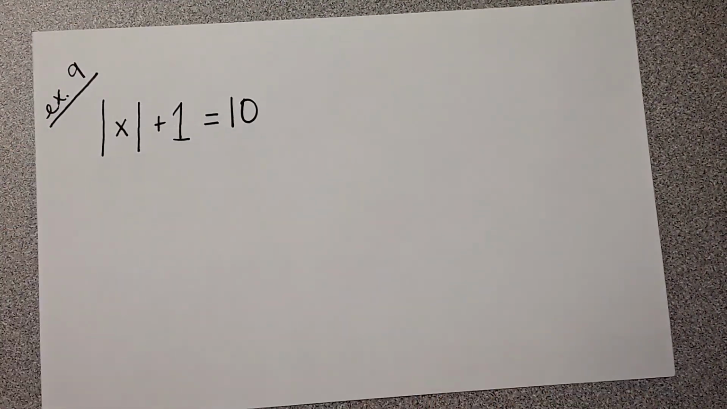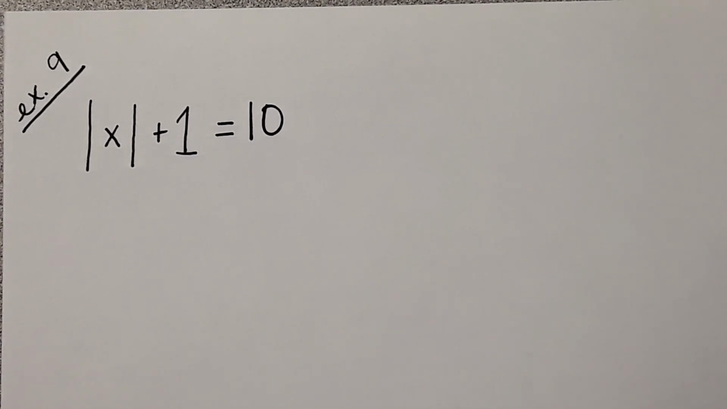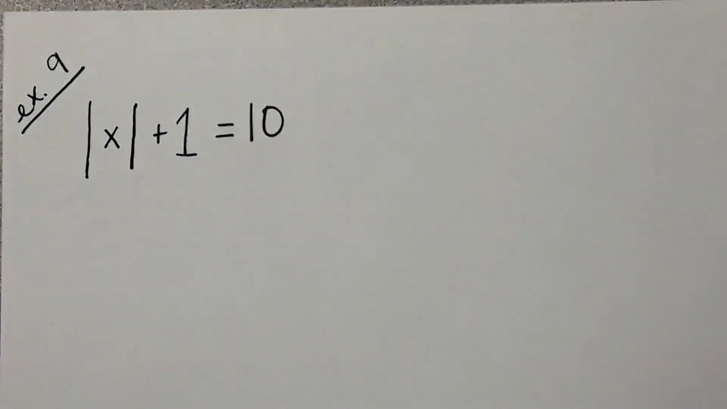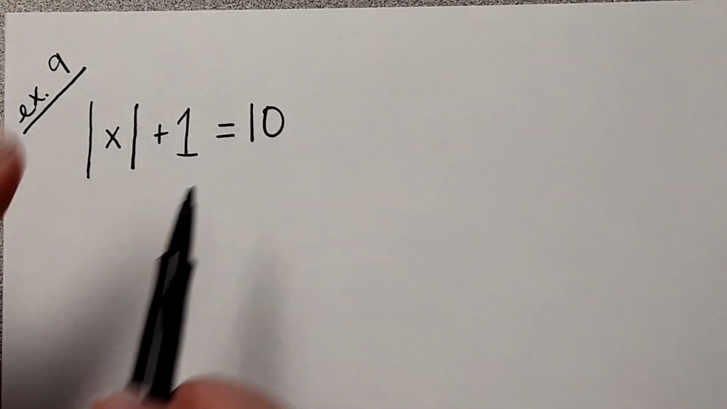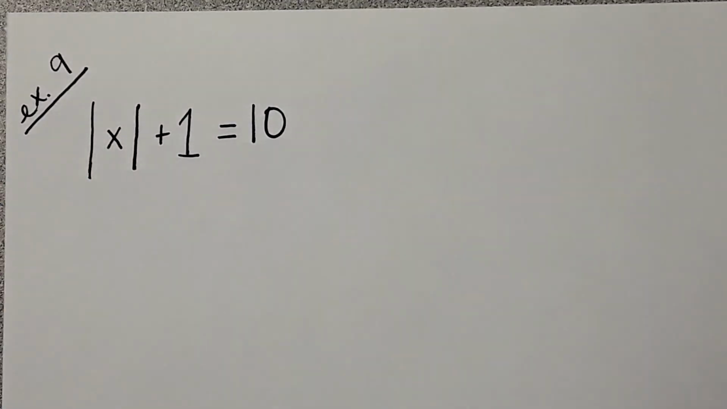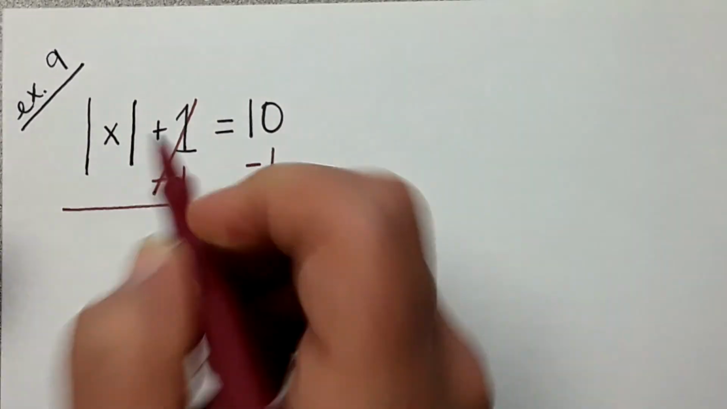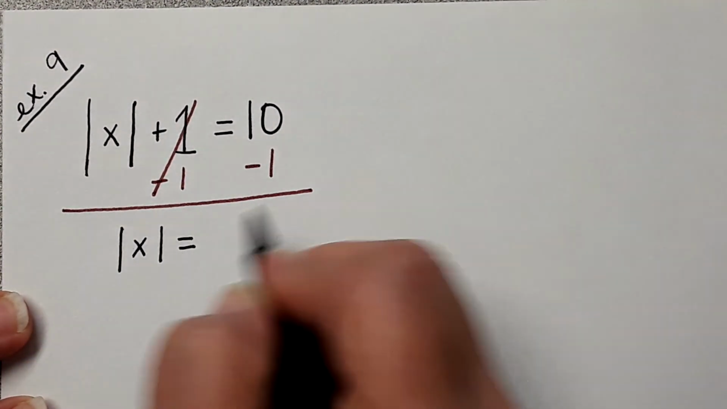Tell me what's different about this one compared to all the other ones. It has parentheses only on the x. Right, so those aren't parentheses. What are those called? They're called absolute value. So we can't solve this until we get rid of the 1. When there's a number on the outside, we have to get rid of that first. So we're going to subtract 1 first, and then we're left with the absolute value of x equals 9.